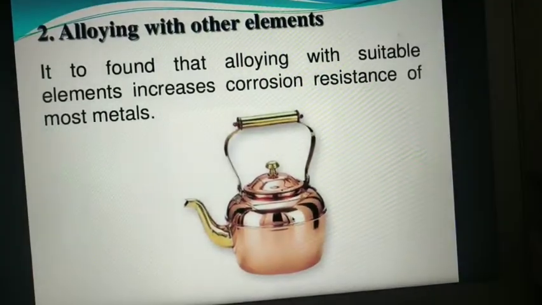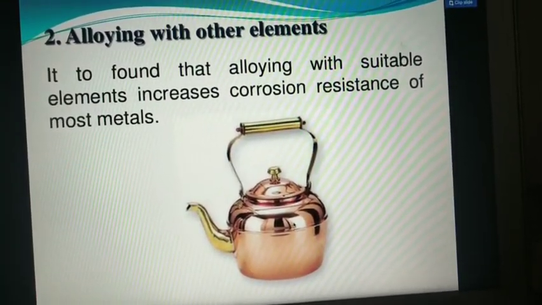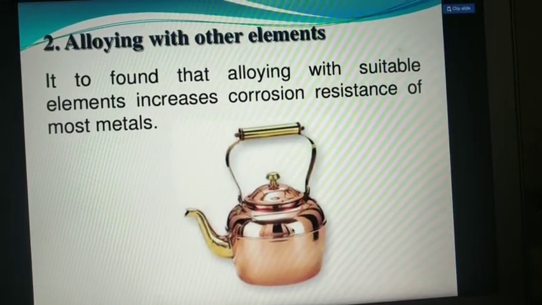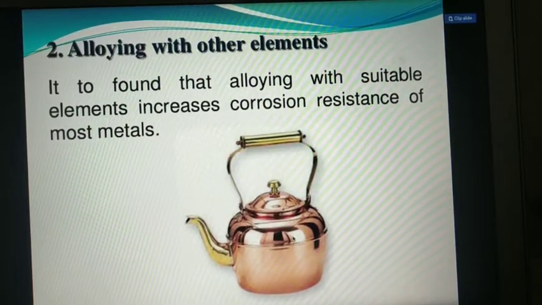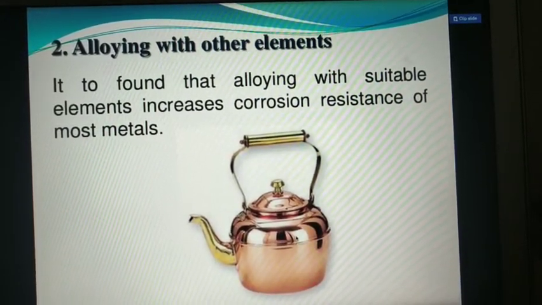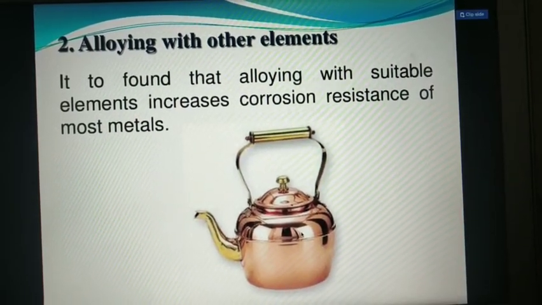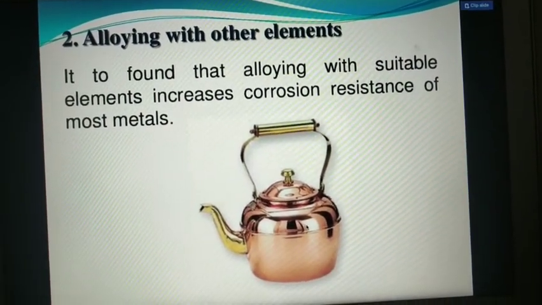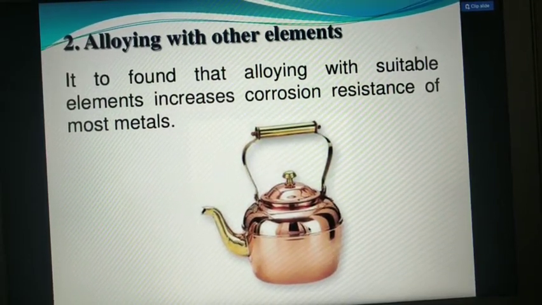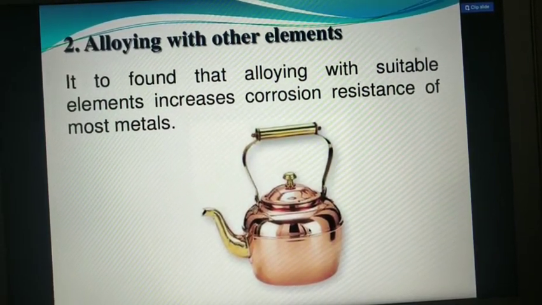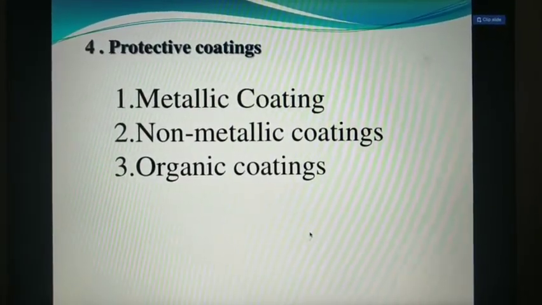What are we going to do? We are going to add nickel and chromium to iron. So stainless steel. See, in stainless steel, iron is present 74%, 18% chromium and 8% nickel is present. It is corrosion resistant and used for making cutlery, knives and domestic utensils. So how can we prevent this corrosion or rusting? By alloying. Okay.